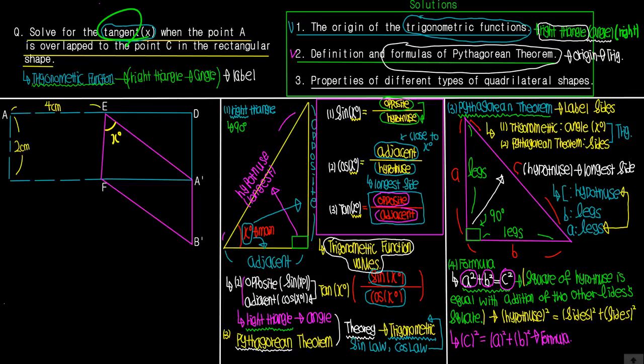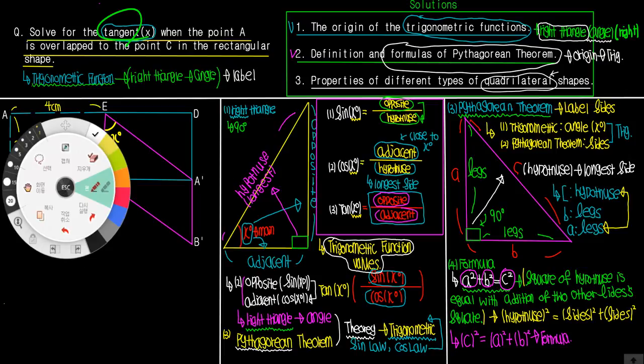Well, as we can see, this problem is about quadrilateral shapes. What is a quadrilateral? So let's write it down. This will be a definition. Definition of what? The definition of our quadrilateral.